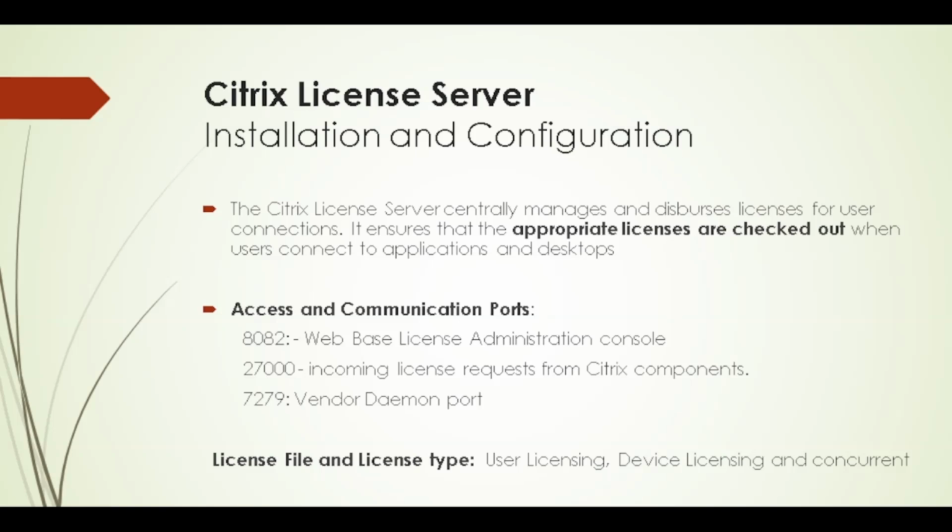Before starting the installation, I want to explain about the license server. The main purpose of the license server is to distribute and manage licenses. So how does it work? The Citrix components like session server and director communicate to the license server over port number 2700, and the license server accepts the incoming request on this port and then communicates to the vendor daemon on port number 7279, and the vendor daemon manages the license.